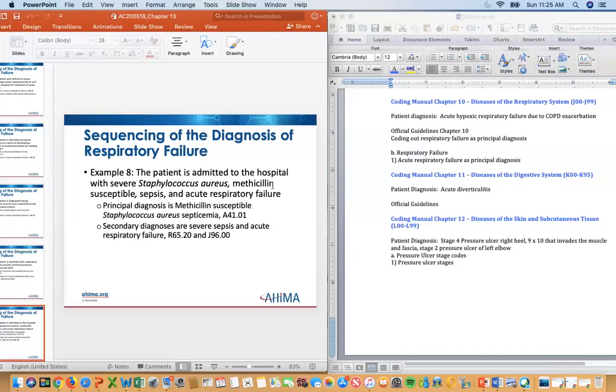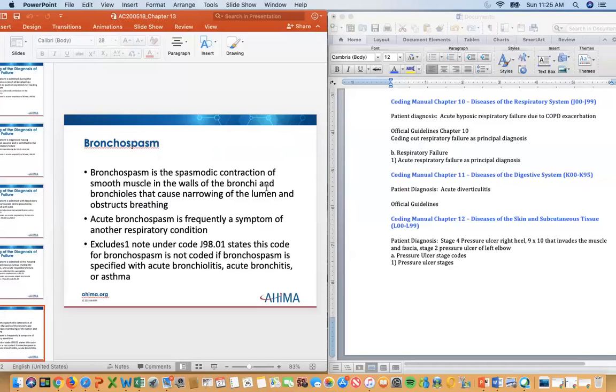All right. Our next, number 8, patient is admitted to the hospital with severe staph aureus, methicillin-resistant, methicillin-susceptible sepsis, and acute respiratory failure. So you're going to code out the MRSA and the secondary diagnosis of severe sepsis and acute respiratory failure. Again, you're coding basically what they're coming in for.